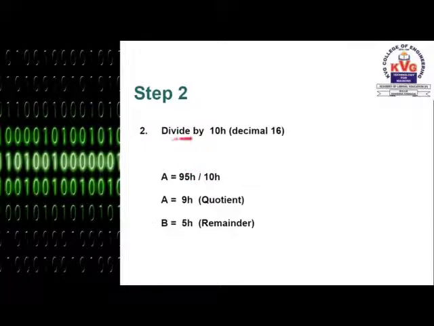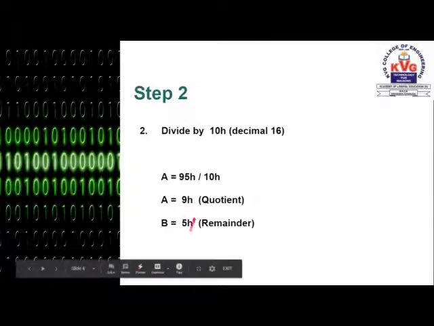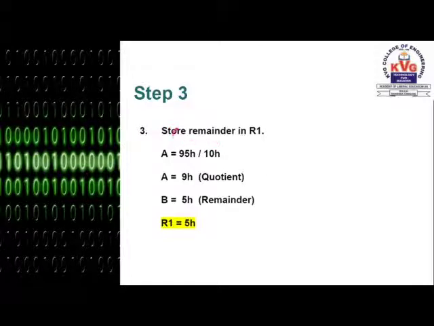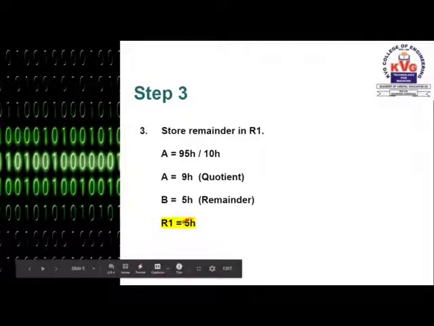The second step is to divide the number by 10h, which is 16 in decimal. So 95 divided by 10h is quotient 9 and remainder 5. This you can just try out on your calculators. Now to store the remainder in R1. When you do a div operation in 8051, the remainder will be stored in the B register. So we store that again in R1 because we need this 5h later on to add it to the partial result.